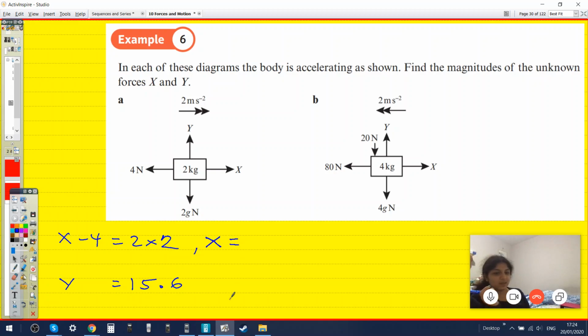What would x be? What take away 4 equals 2 times 2? Oh, 8. You go. So it's wrong. So just use your calculator.